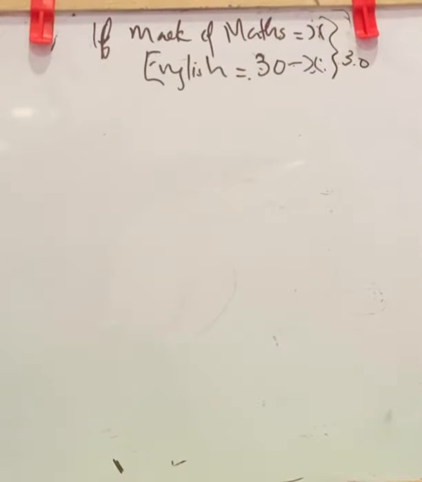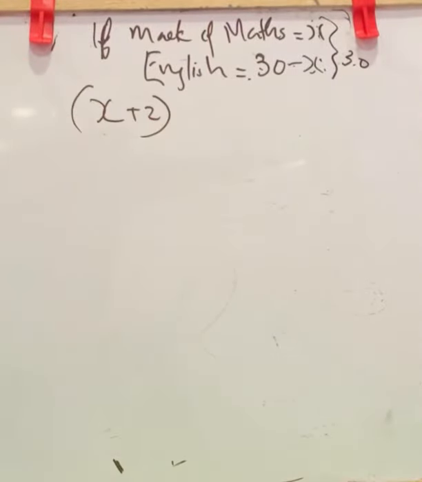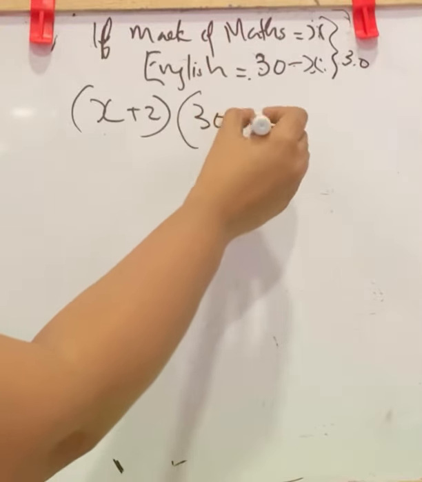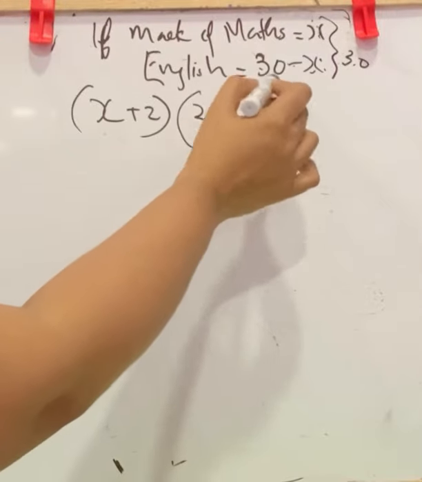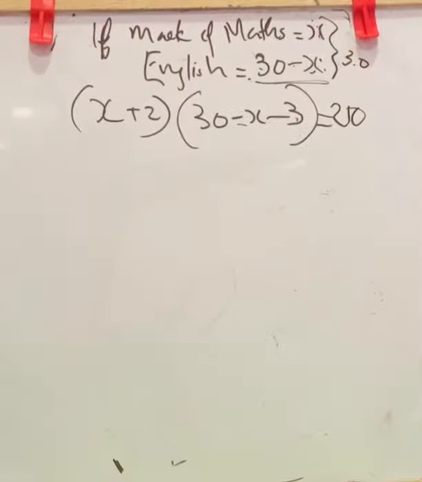If she got 2 marks more in maths, that is x plus 2, and 3 marks less in English, that becomes 30 minus x minus 3. Their product is 210. It is given in the question. Find the marks in the two subjects.